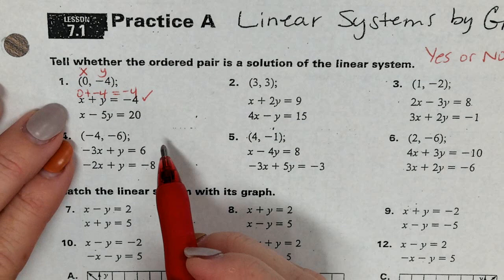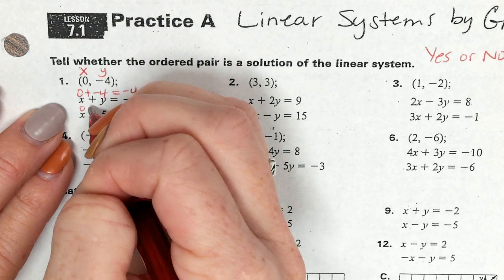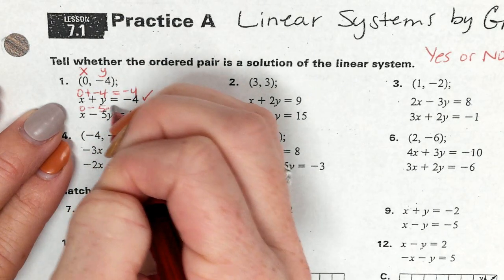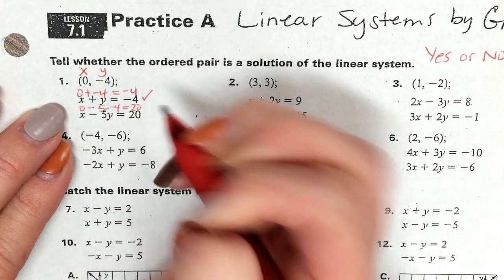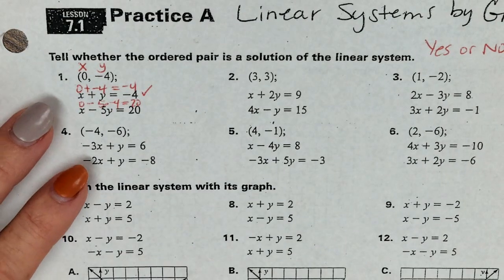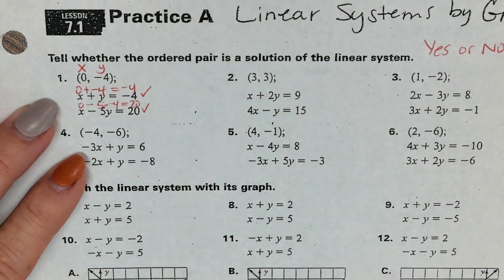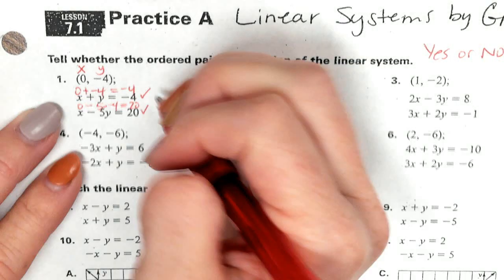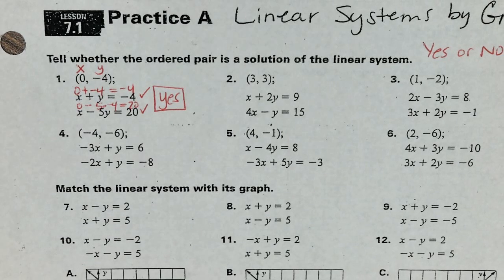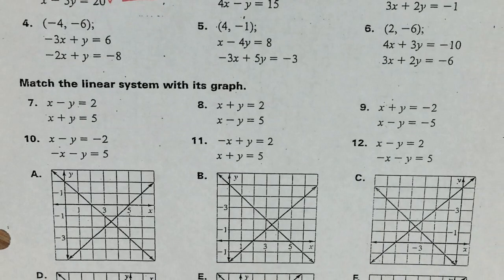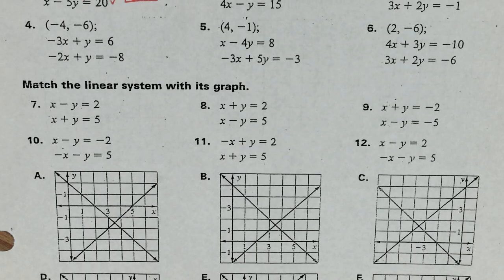So I'm going to try the second one. Is 0 minus 5 times negative 4 equal to positive 20? Yes, it is. So since both of them have check marks, my answer is yes. So do y'all understand that if you get one no, you can stop and just put no? Make sense?